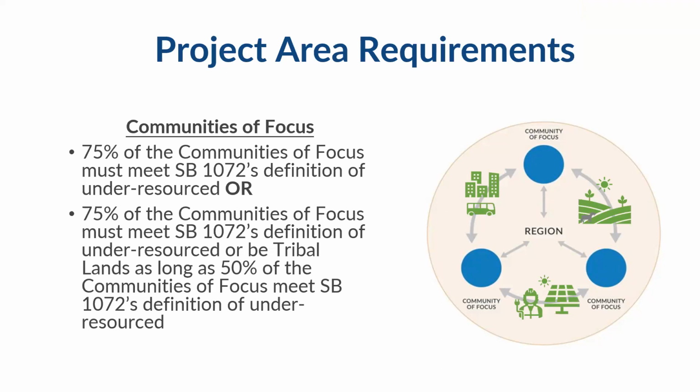Thank you. And I'm going to turn off my video just because my internet is a little bit unstable. But the project area requirements, so this round, we are making it so that we increased our under-resourced threshold from 50% to 75%. However, if you are a tribal applicant and your communities of focus are based in tribal lands, as long as there's 50% of those communities of focus, you should have an additional 25% that are under-resourced in order to make up for that 75%.